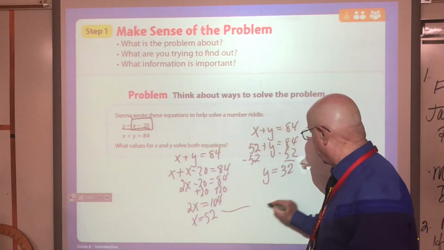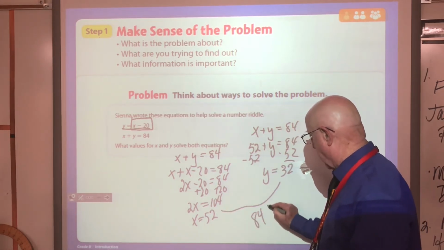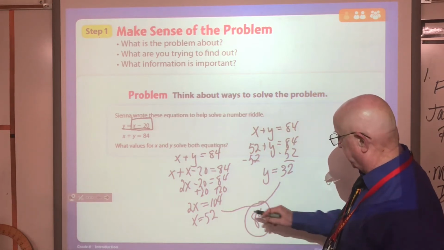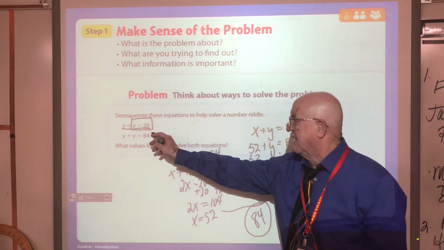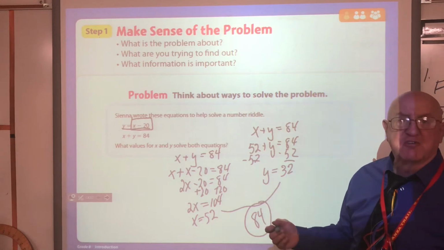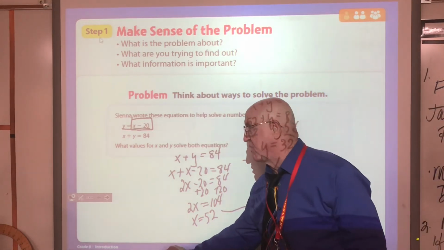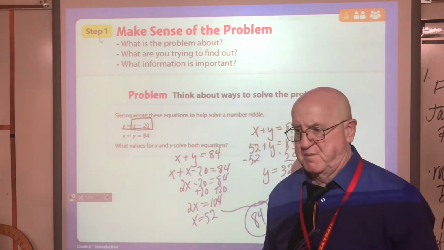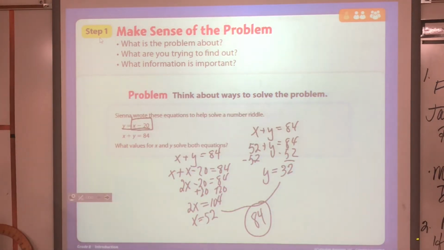And again, you'll see these two both add up to 84. And I also know that 52 minus 20 is 32. So that's the second way we could solve that original equation. Let's go ahead and look at or try it for today.